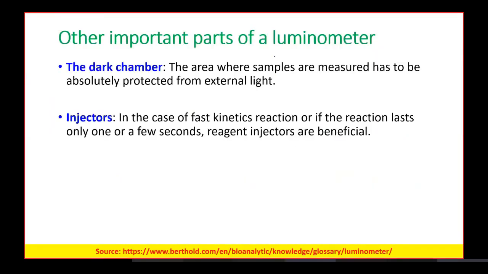Now, other important parts of a luminometer: the dark chamber, as I already told you, is needed because it is the area where samples are measured, and it has to be absolutely protected from external light. If external light gains entry into the sample, it will interfere.